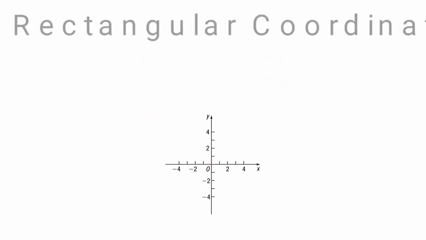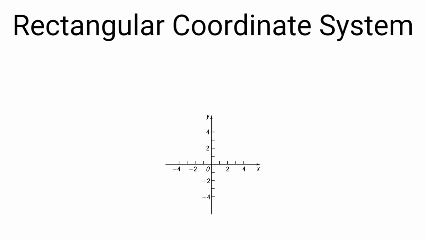The coordinate system described here is called a rectangular or Cartesian coordinate system. The plane formed by the x-axis and y-axis is sometimes called the xy plane. And the x-axis and y-axis are referred to as the coordinate axes.